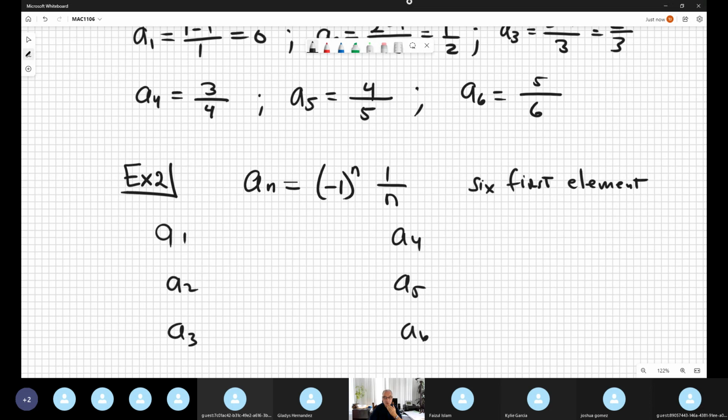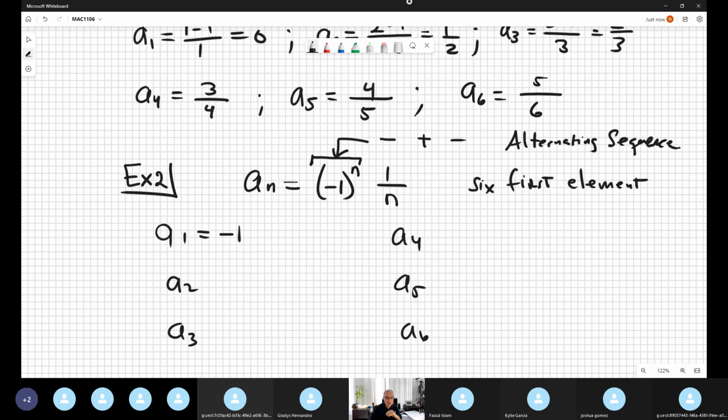Okay, there you go. You replace mentally n for the corresponding number. The first one is -1 to the first power times 1 over 1. -1 to the first power is -1, 1 divided by 1 is 1, so the answer is -1. And this is important, pay attention. This element produces alternating sign. Negative, the next is positive, the next is negative. This is called an alternating sequence. When you see in a sequence this term or similar to this, it's because the sequence is alternating.